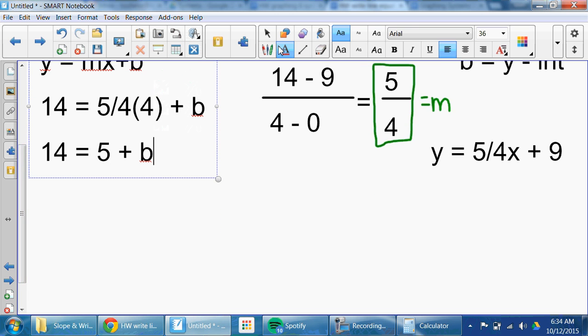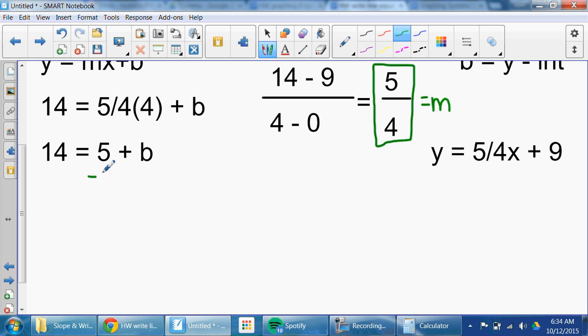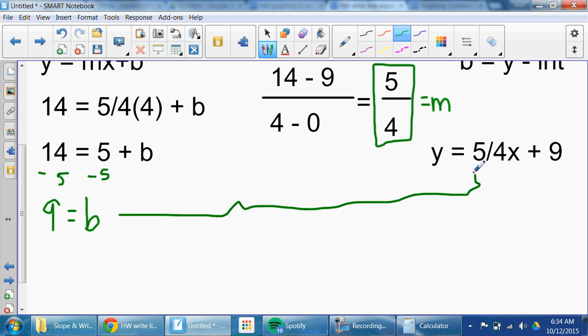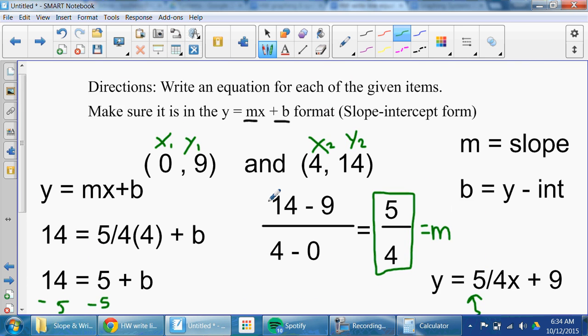If I were to do that, I would subtract 5 on both sides. Subtract 5, and I would get 9 equals b. If I got 9 equals b, I'd be able to write the same exact equation as here. So this is how you would write an equation of a line given 2 points.